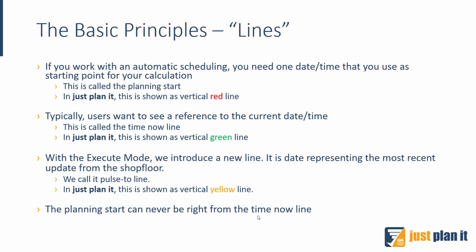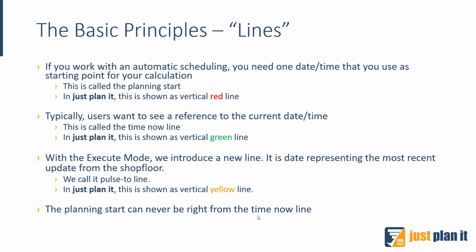And then next we have the green line, and the green line has no impact in Just Planet. It is just meant to inform you about what time is it now. So it is the time now line, the green line, and once again is just shown as an information, and it has no impact on scheduling at all.